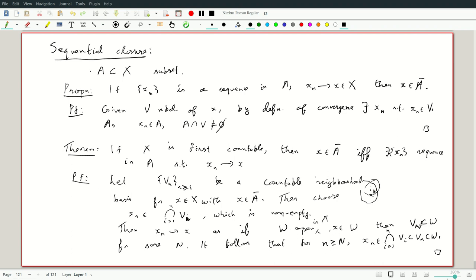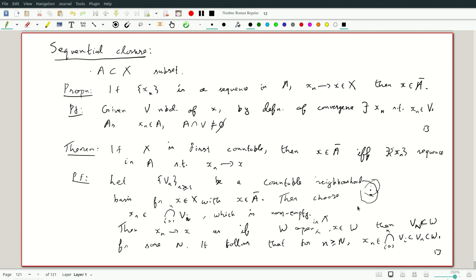So it was crucial that we could reach in countably many steps to close things up. Because if I had W and it was smaller than all the Vn's, which can happen if you are not first countable, then this argument would not be true. And indeed the result is not true.